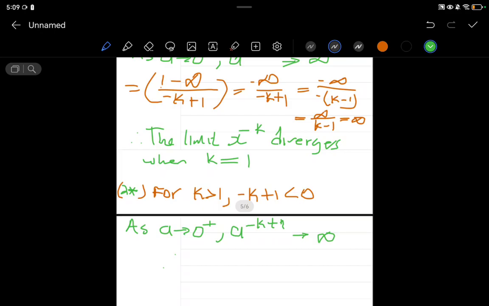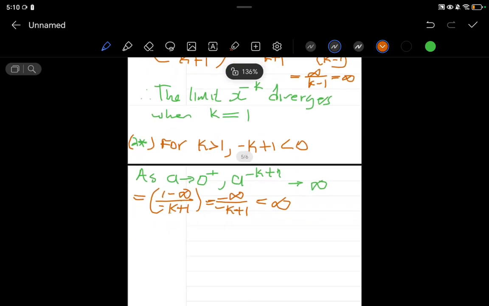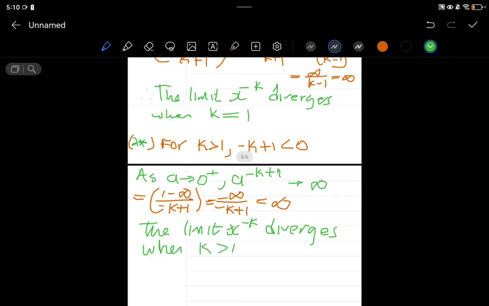So we can say now this will be the case: we'll have 1 minus infinity over minus k plus 1. So the solution would remain the same, and this would be infinite. I've already shown you how it became infinite. Then I say again, the limit of x to the minus k diverges when k is greater than 1. Then I come to a conclusion now.